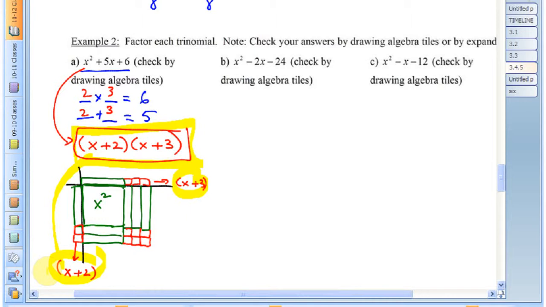Okay, ladies and gentlemen, let's just do B and C, and then maybe I'll call it a day for now. How's that sound? Okay, so here we go. I'd like you to try to do this. What we're trying to find out now is, once again, two numbers that multiply to what number here? Negative 24, and those same two numbers have to add to negative 2. Go ahead, have some fun.